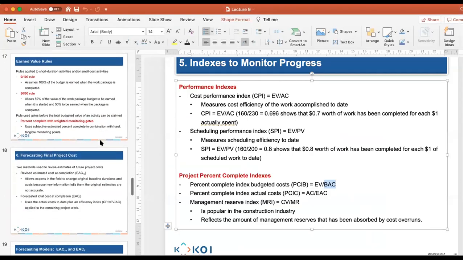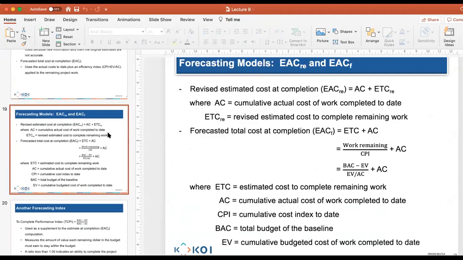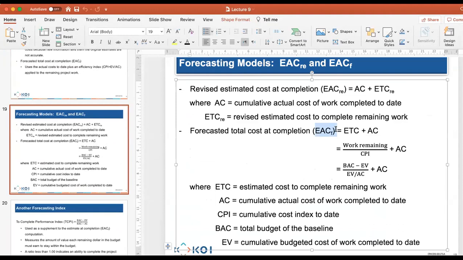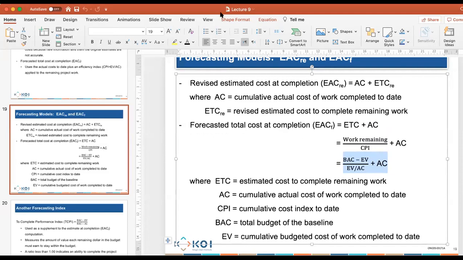And if you go here, you can try to use those potential formulas. For example, EACF is estimated to complete plus actual cost. And if you want to go further, it's work remaining divided by CPI. If you want to go even longer, it's BAC minus earned value divided by actual cost, which we have all of that information. So I want you to start looking at those one after the other.